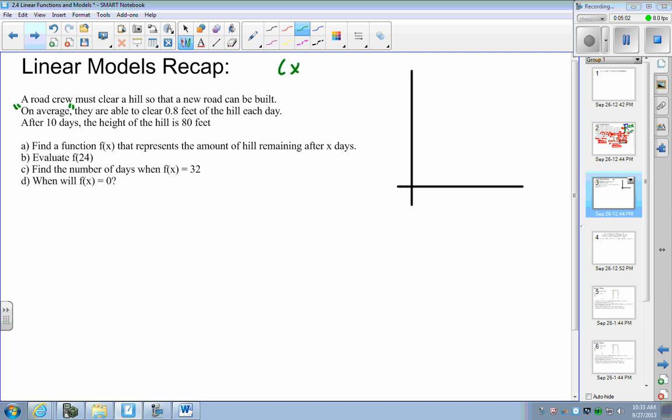When we think about x's and y's, if you have time, it always has to be your x. It just doesn't make any sense to put it on the y-axis. So we know x, y is days, comma, height. So we just got the point 10 comma 80. On average, they're clearing 0.8 feet of that hill each day. When you see on average, that's your slope. That's your change.